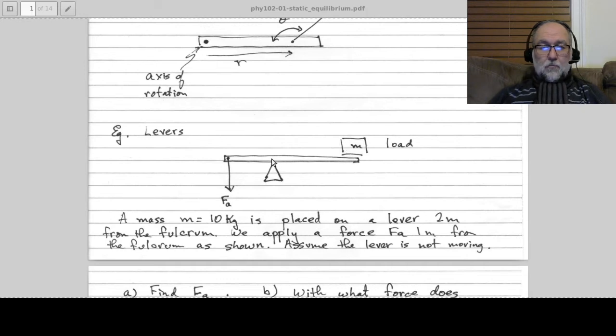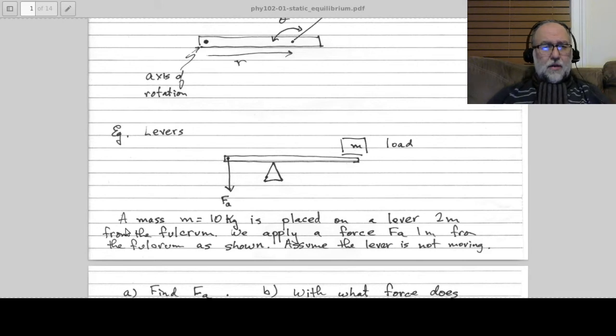So it's like a seesaw. It can rotate around that fulcrum like that. And I'm going to apply a force here like that, downwards, and I'm going to apply just enough force such that this load is balanced. There's an example of a lever. There are actually 3 different types. I'll show you the 3 different types after we're done with this example.